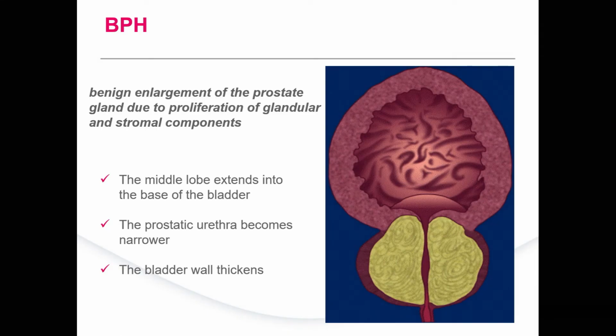Here we can see the BPH with increasing prostate size, and also the changes in the mucous layer of the urinary bladder. It is thick instead of thin as in normal, and also with lots of hypertrophic lesions in the inside area. So the benign enlargement of the prostate gland is due to the proliferation of the glandular and the stromal components. The midline lobe extends into the base of the bladder. The prostatic urethra becomes narrower and the bladder wall thickens. These are all signs of BPH.